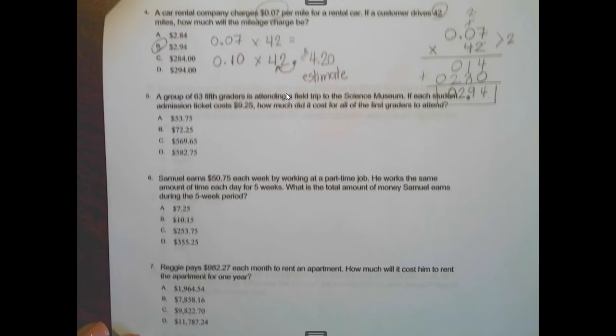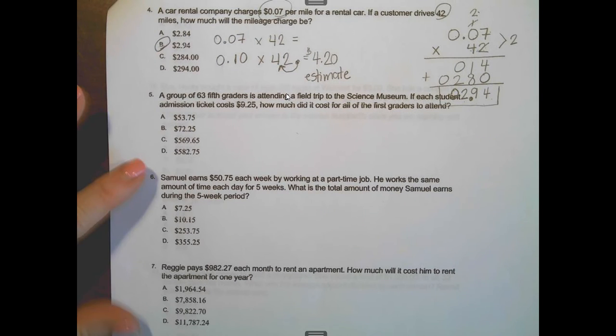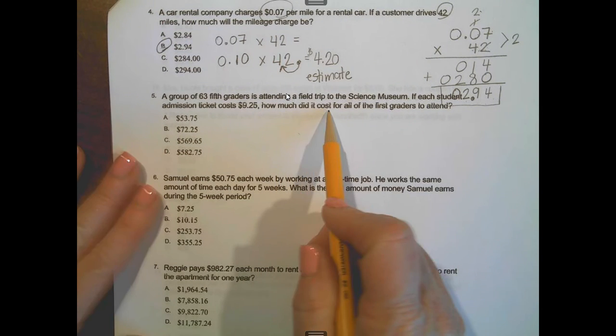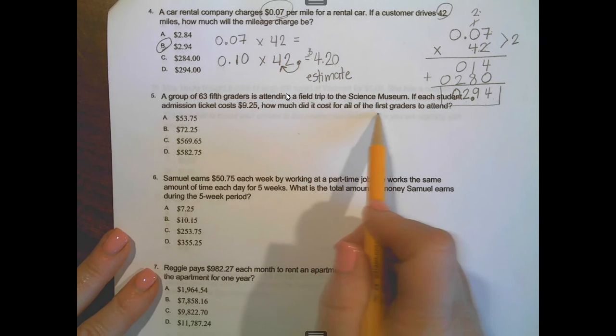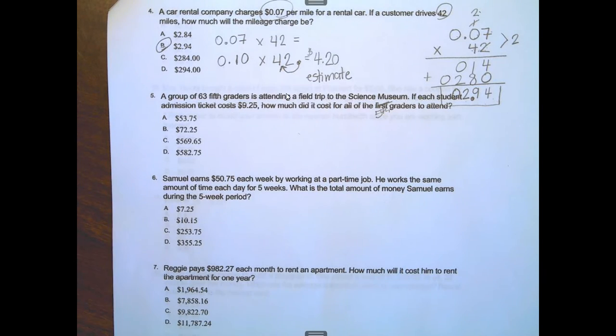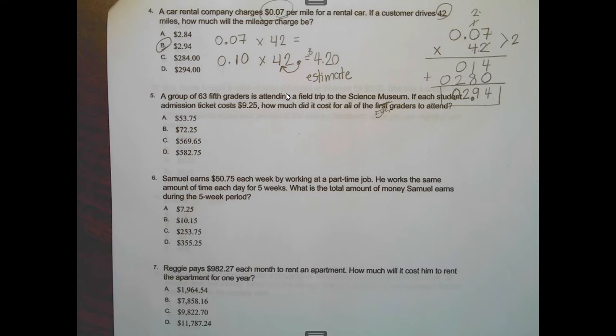All right, number 5. A group of 63 fifth graders, I have a little typo here we'll get to, is attending a field trip to the Science Museum. If each student admission ticket costs $9.25, how much did it cost for all of the, it should be fifth graders, to attend? All right, so let's look at this again. I want to know how much did it cost for all of the fifth graders to attend.